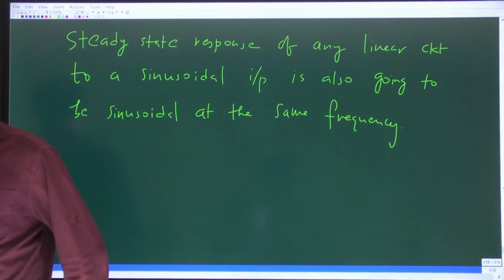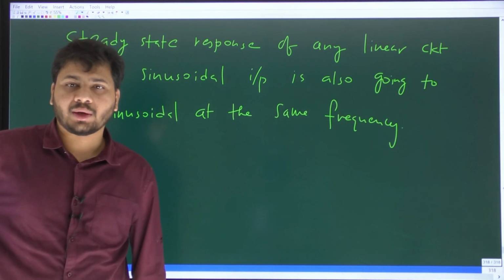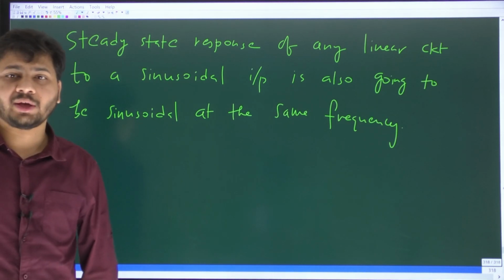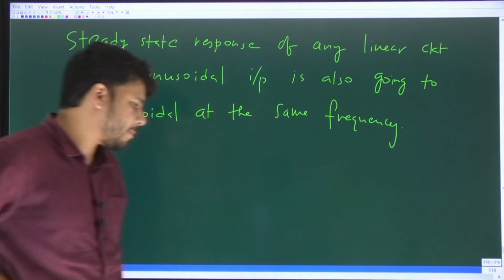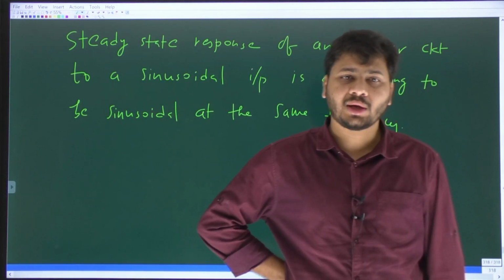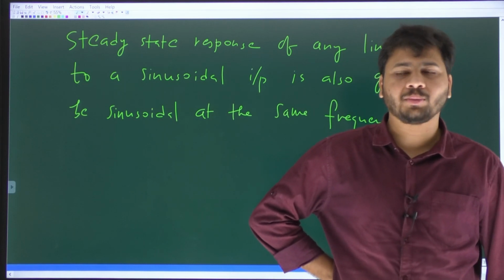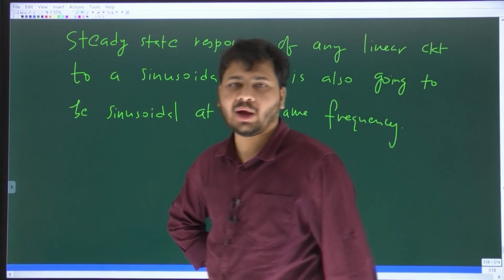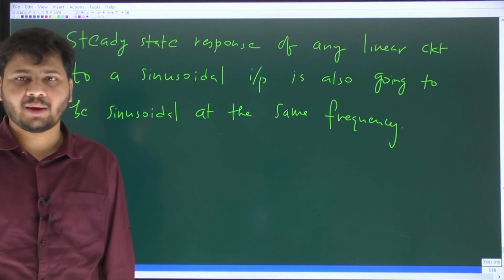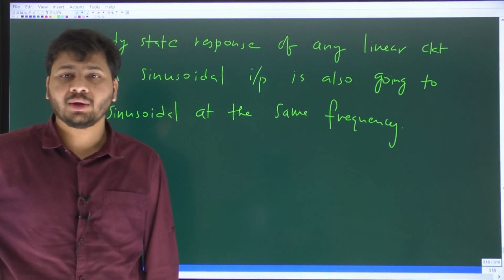Okay, that means what? Every voltage and every current is also going to be sinusoidal at the same frequency as that of the input. But every voltage will have its own amplitude and every current will have its own amplitude. Not only that, every voltage and every current will have their own phase angles.